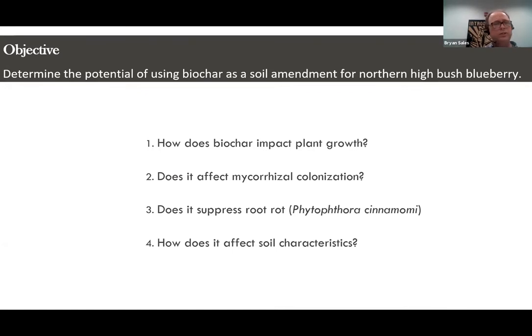At this point, we just wanted to see really, is this going to live or die, because the pH was so high and it's so against the grain of blueberry management practices. Also, does it affect mycorrhizal colonization? Can it increase it? Is that a benefit for blueberry? And then, of course, does it suppress root rot that is caused by the pathogen Phytophthora cinnamomi? And then how does it affect the soil characteristics in general?